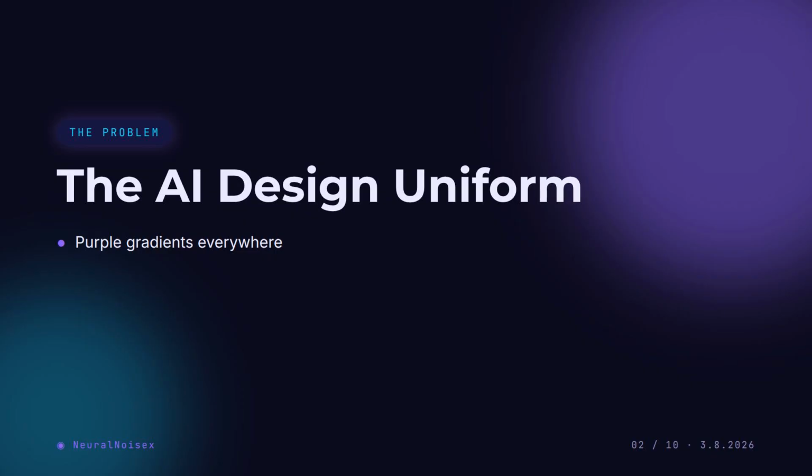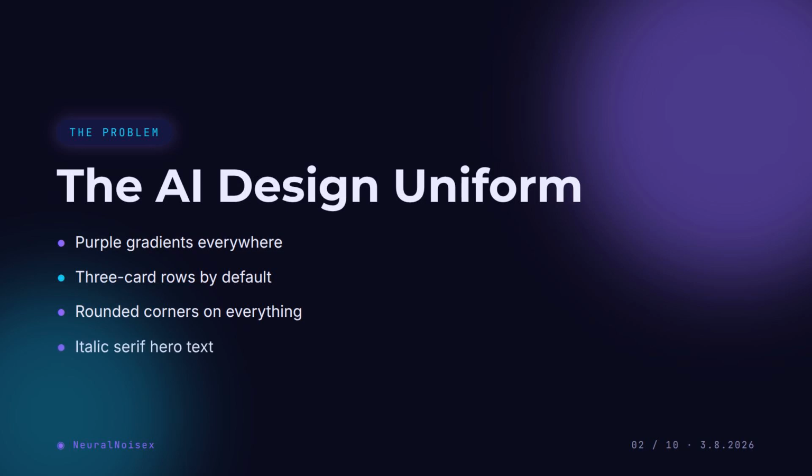Purple gradient backgrounds, a 3-card feature row, rounded corners on every element, an italic serif hero headline that nobody specifically asked for. It is not because the model is bad at design. It is because the model fills any decision you leave unspecified with the statistical average of its training data. And that average, across millions of web pages and UI kits, looks exactly like what you just built.